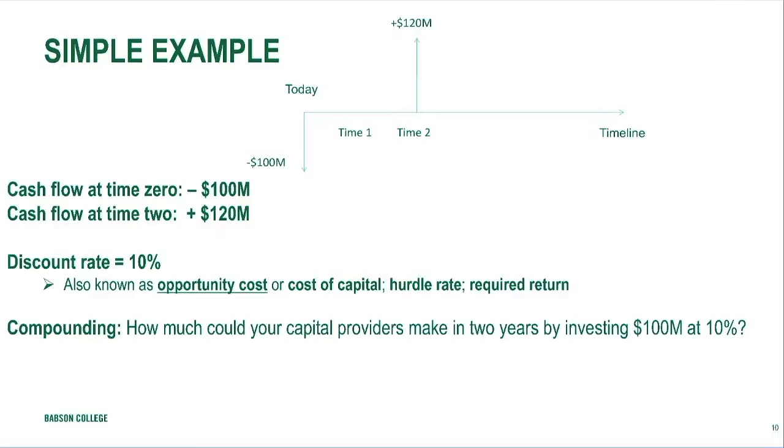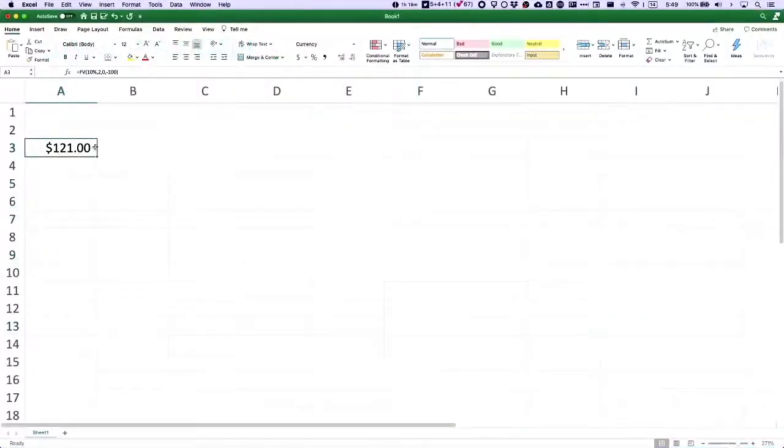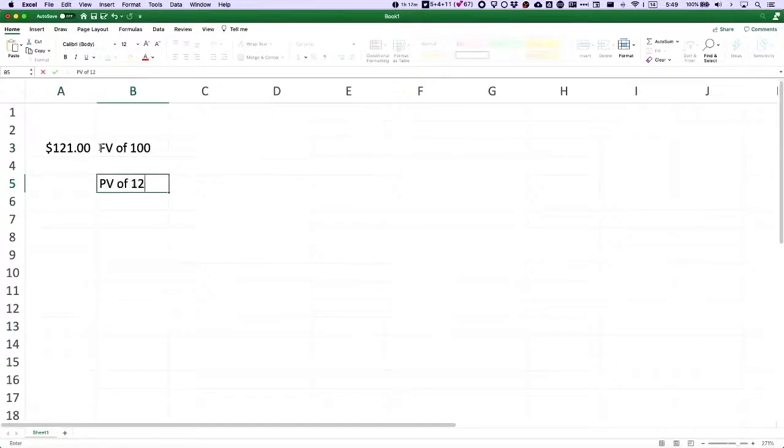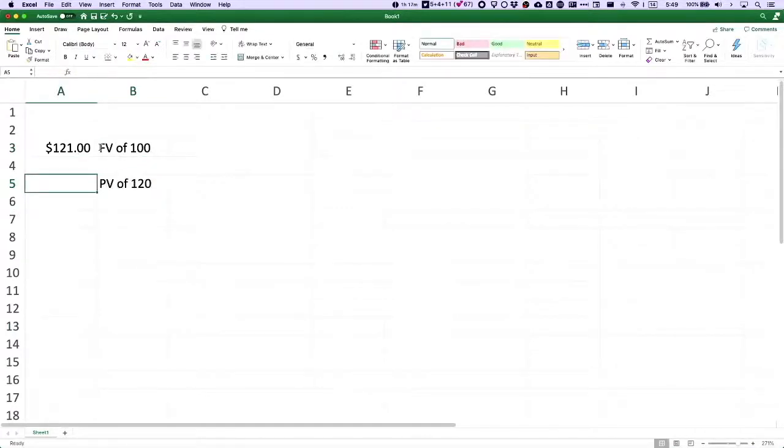So we're going to ask a slightly flipped question, which is, assuming that investors can earn that 10% discount rate, assuming that that's their opportunity cost, the rate of return that they require on their investment, how much would they need to put into an alternative investment that earns that 10% rate of return in order to have $120 million 2 years from now? And that's precisely what a present value is. So if the future value of 100 invested is that 121, we can instead ask, what's the present value of $120 million received 2 years from now?